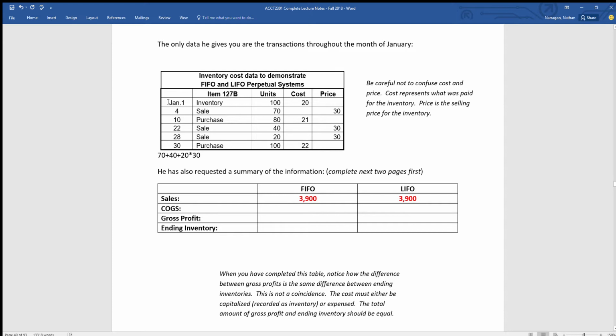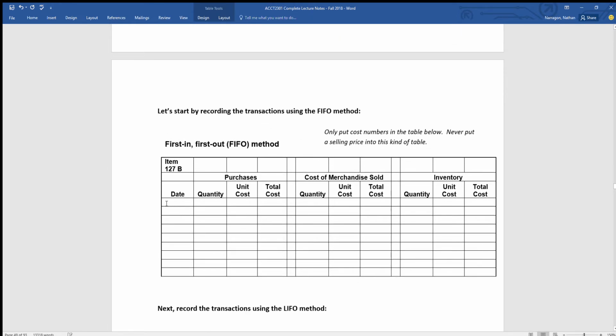So with this, on January 1st, our inventory starting off was 100 units at $20 per unit. So here, we will put in our date of January 1st. We don't have a purchase. We didn't buy anything. We didn't sell anything. So our only option is inventory. 100 units, unit cost is 20. So our beginning inventory was $2,000.